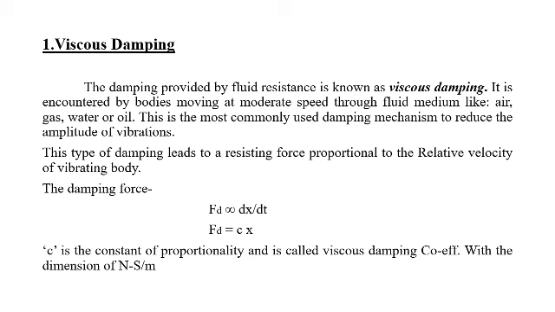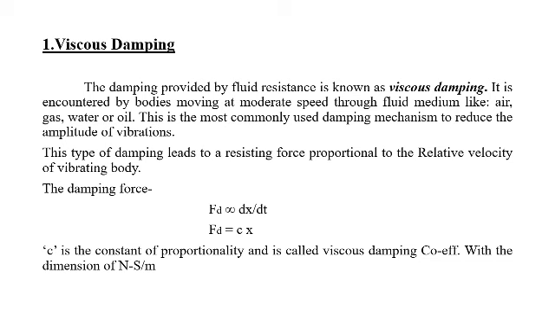This type of damping leads to a resisting force which is proportional to the relative velocity of the vibrating body. Therefore I can write the damping force Fd is directly proportional to the velocity of the vibrating body. This velocity I can write as dx by dt, the first order derivative of displacement x. Therefore I can write Fd is equal to c into x dot, where c is a proportionality constant, and x dot means the first order derivative of the displacement x.